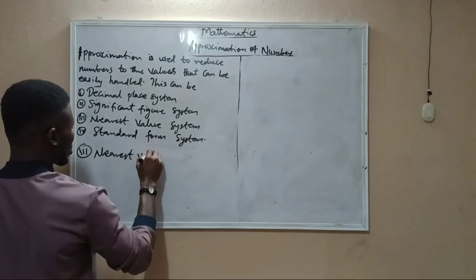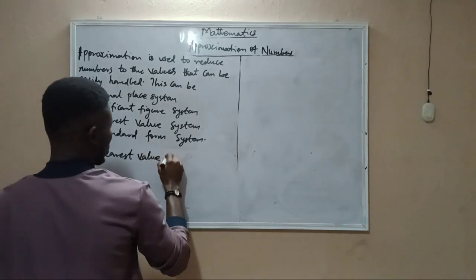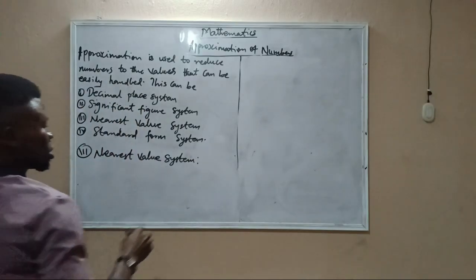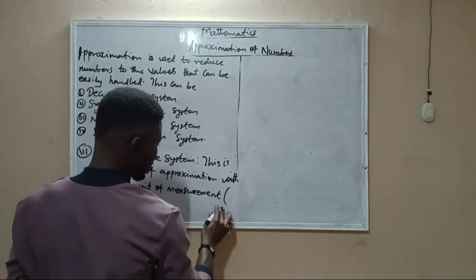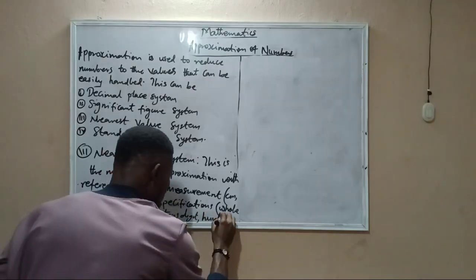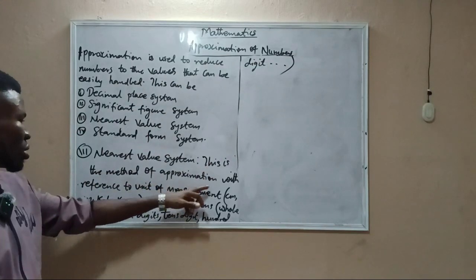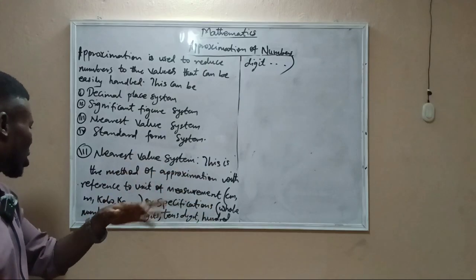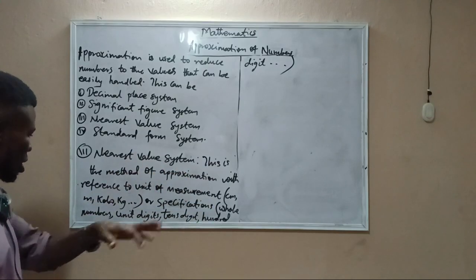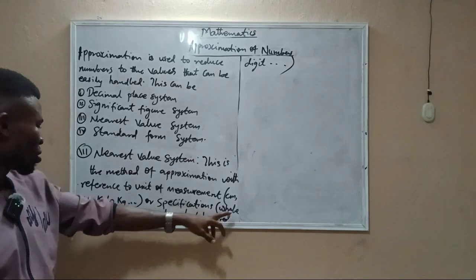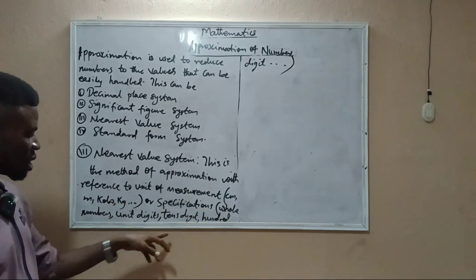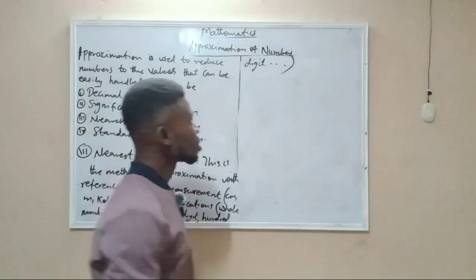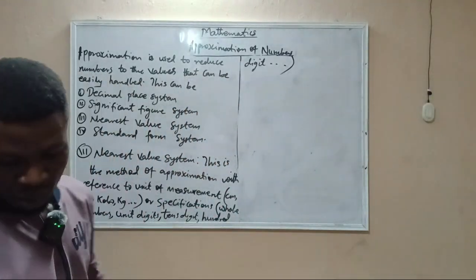Nearest value system. It says this is the method of approximation with reference to unit of measurements. Example: in centimeter, in meter, in kilogram, in grams, in kobo, naira, and or specifications like whole numbers, units, digits, tens, tens of thousands, and so on and so forth. Now let's look at examples.